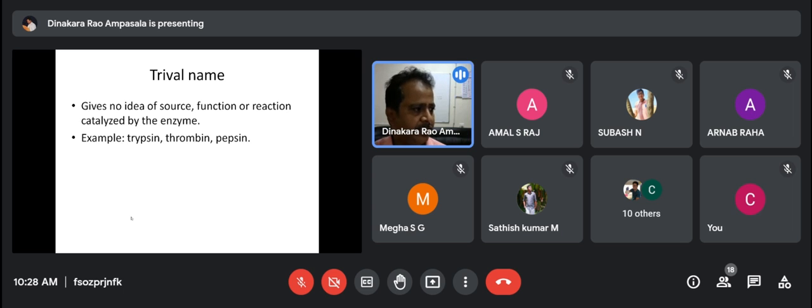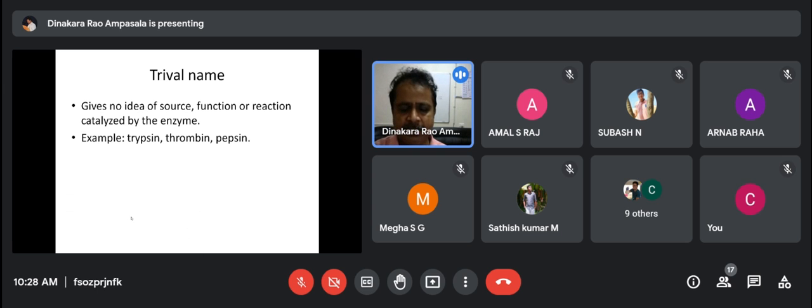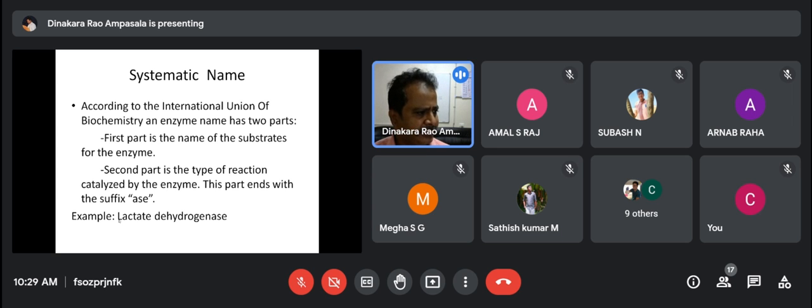Trivial names give no idea about the source, the function, or the reaction catalyzed by that enzyme. So trivial names will tell you nothing, but the name does indicate the enzyme. For example, trypsin, thrombin, pepsin. These are all enzymes in nature. When you study these enzymes, only then will you come to know what its activity, role and function are. So this type of name we call trivial names, and then systematic names came up.